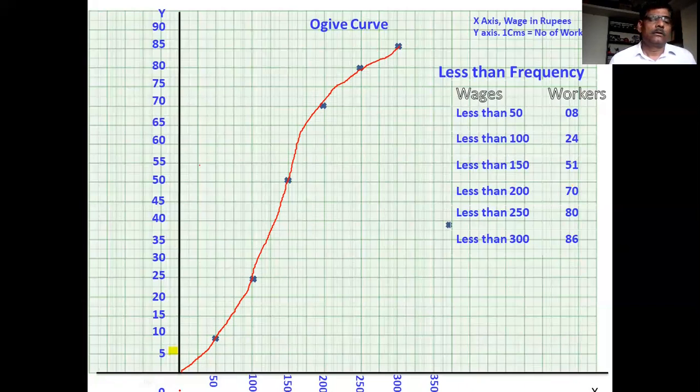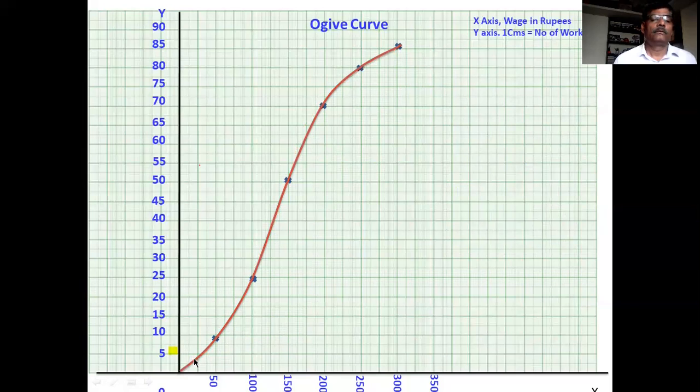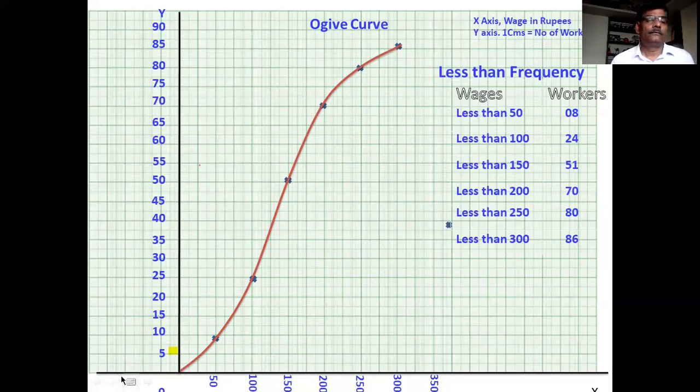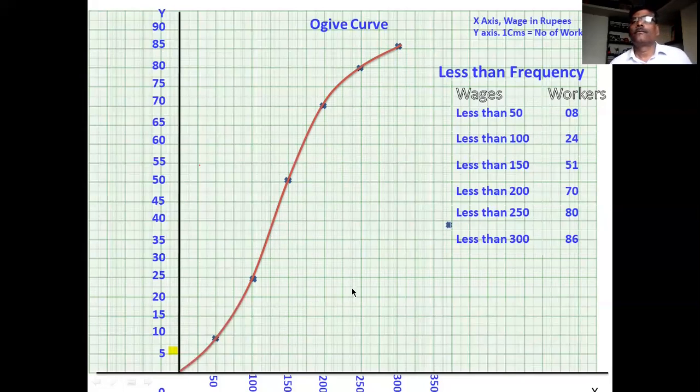And you see the same with the help of a line. I will make this line. In this way, the line you have to draw. This is the less than ogive.